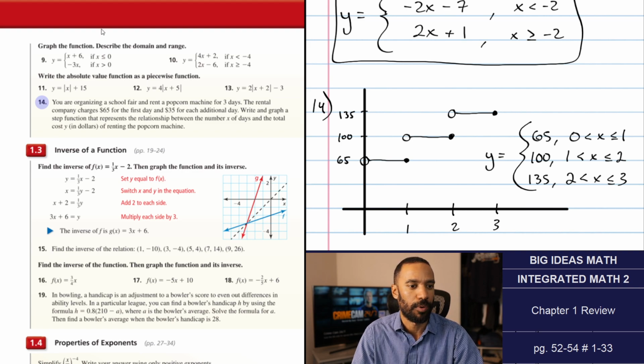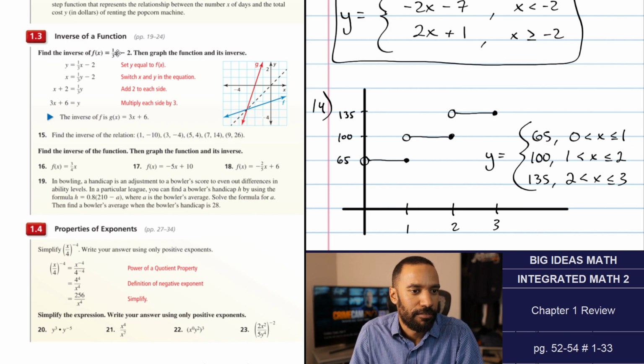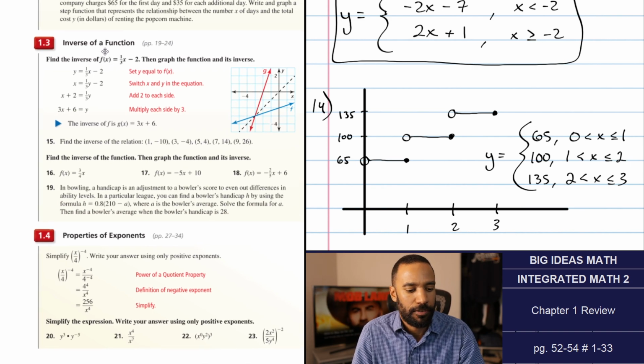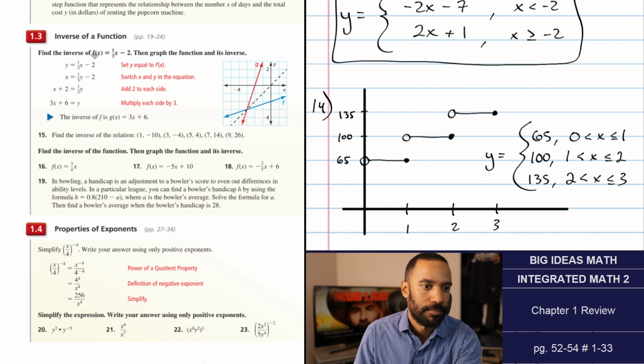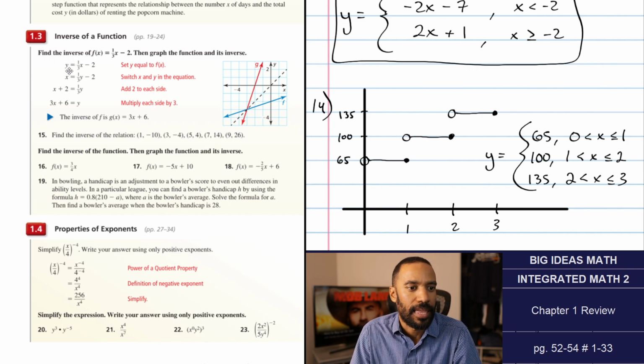Let's move on to section 1.3 on inverse of a function. Find the inverse of f of x equals 1/3 x minus 2, then graph the function and its inverse. So first we turn f of x into y. f of x becomes y right here. And then we swap x and y. That's the inverse step.